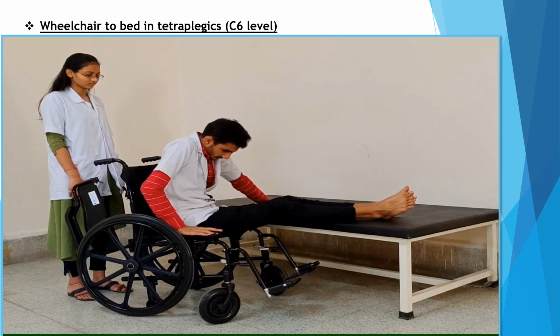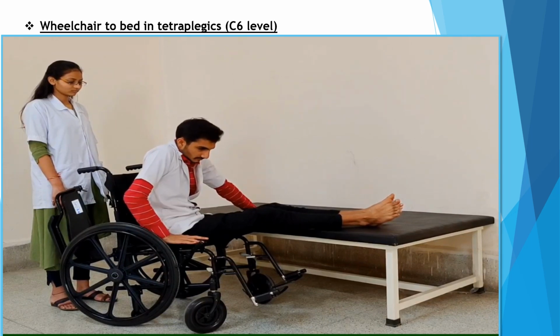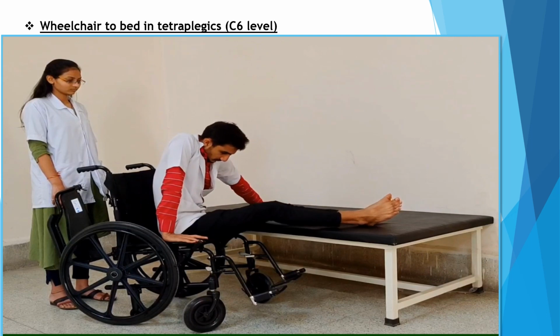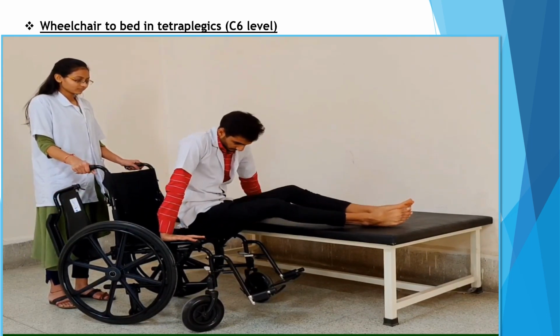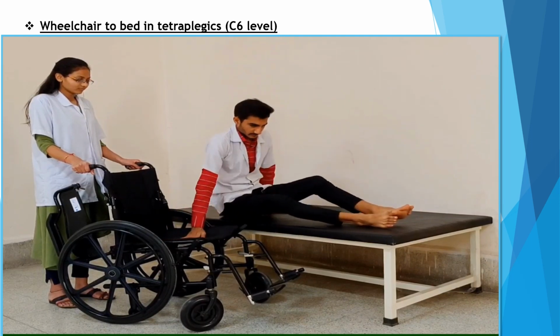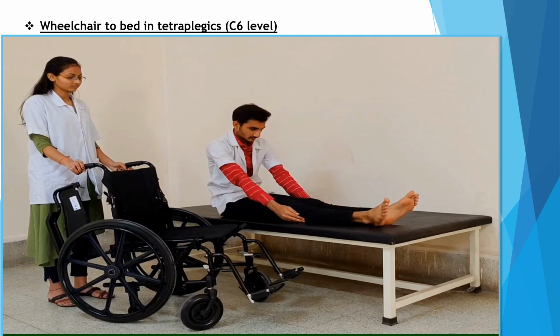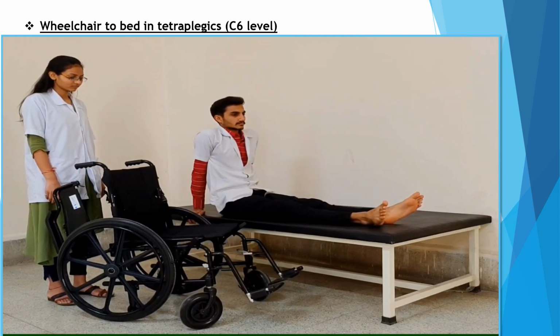Step 5. Lifting and shifting the body onto the bed. The shoulders are externally rotated and depressed and elbows are passively extended to vertically lift the body. The left shoulder is adducted and the right shoulder is abducted to shift the body laterally. The same steps can be reversed to make the patient transfer from bed to wheelchair in the same manner done previously in paraplegics.